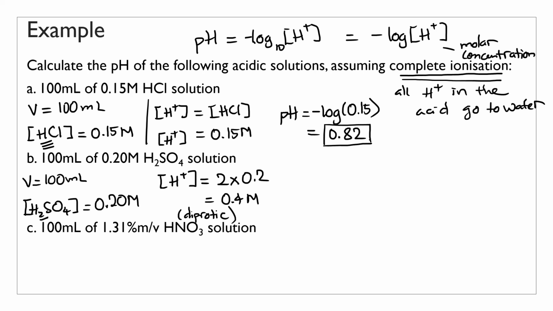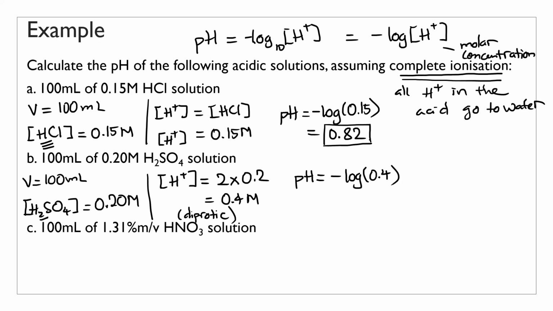Okay? So you have to really pay attention to the formula of the acid. If there are 2 acidic hydrogen ions that are available for donation, then you need to factor that in when you find the concentration of hydrogen ion. So now that I have that, I can find the pH using the same formula, just negative log of 0.4.